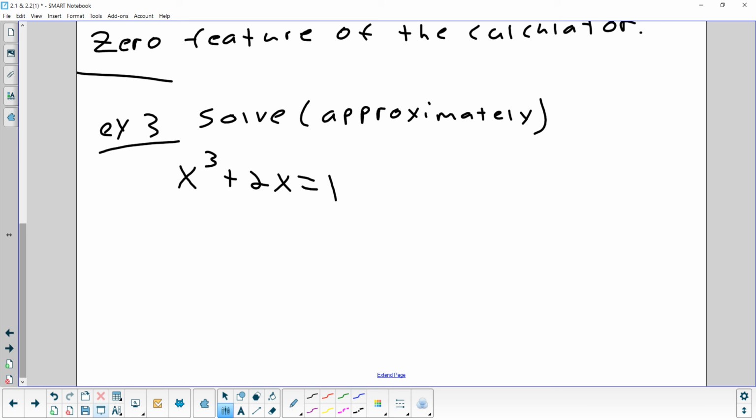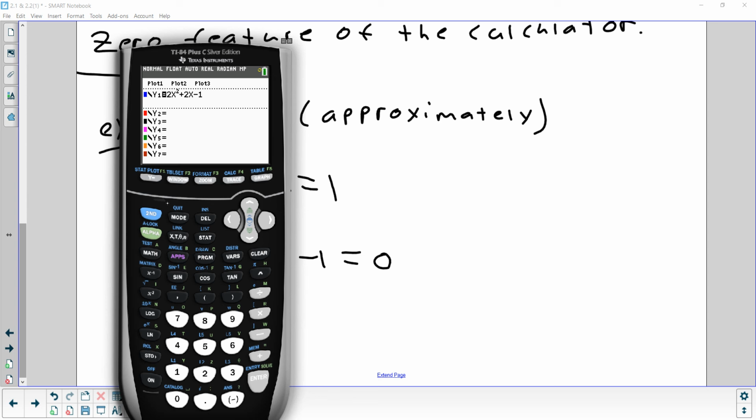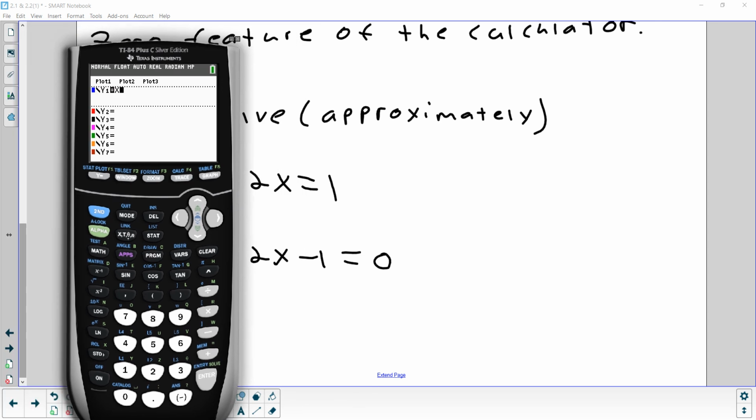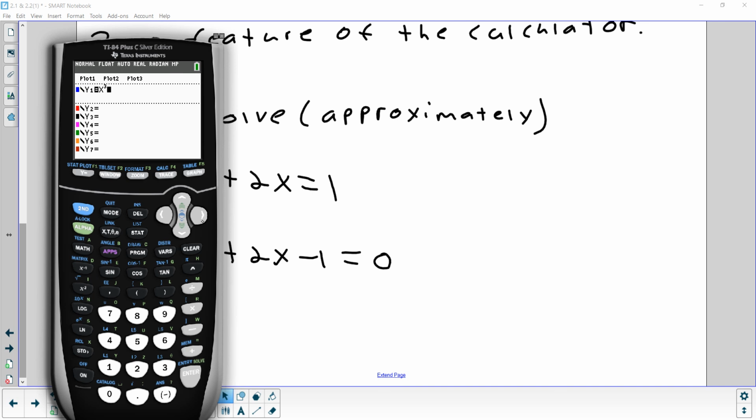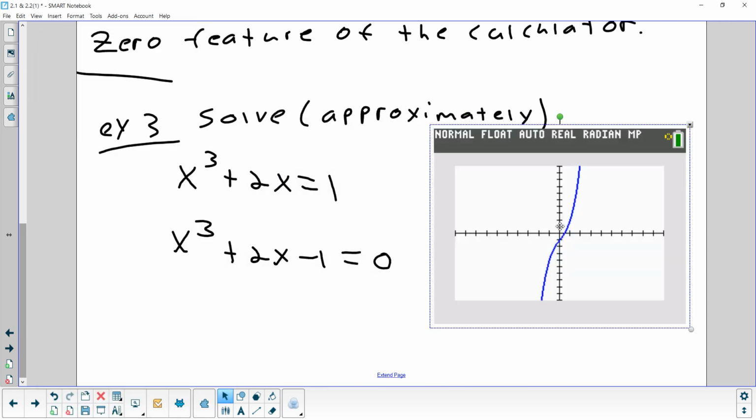So let's do the same thing we did with the quadratic. Very quickly, I'll be able to tell you if this is a problem you could do without graphing. Okay, let's graph it and see what the answers look like. So we've got x cubed plus 2x minus 1. Zoom 6. It looks like it could be an answer that you could solve without the calculator. What does it look like the root is pretty close to?